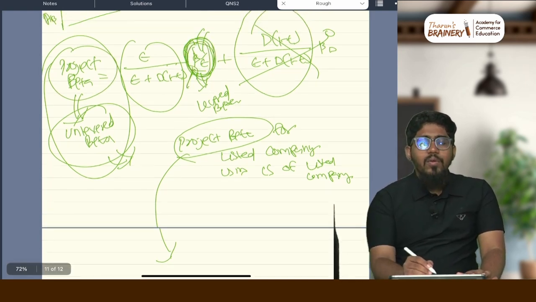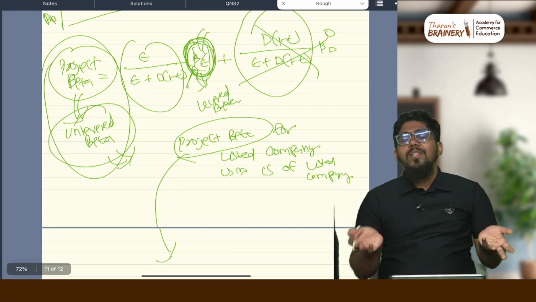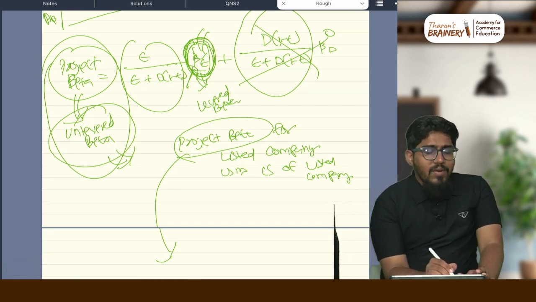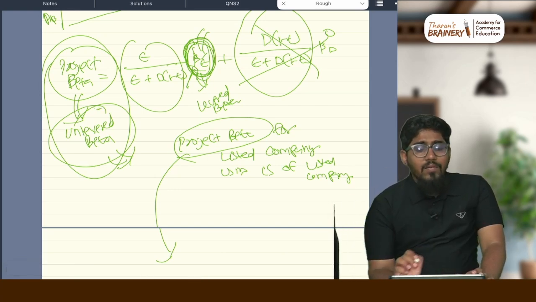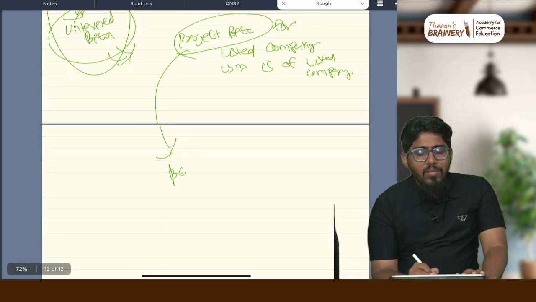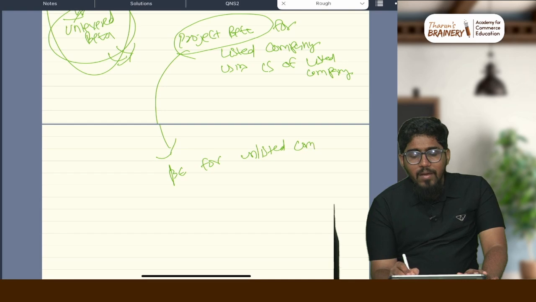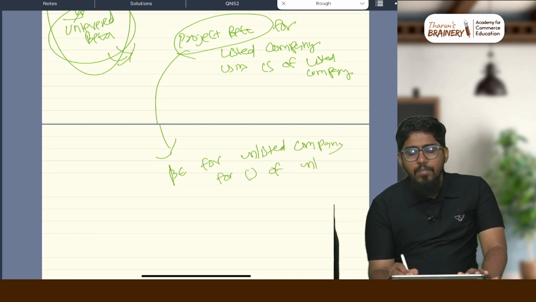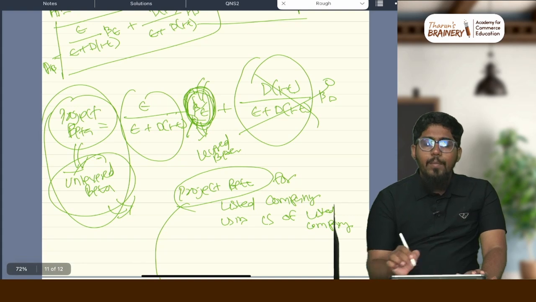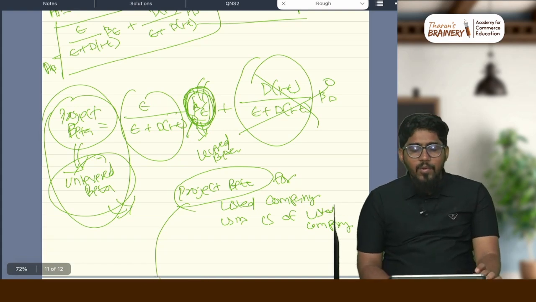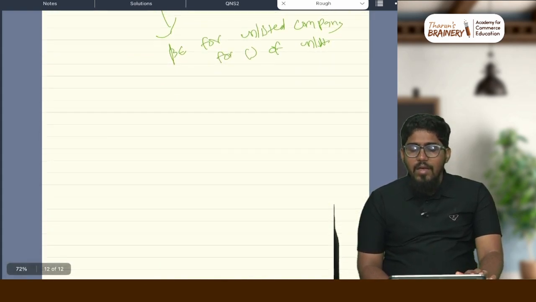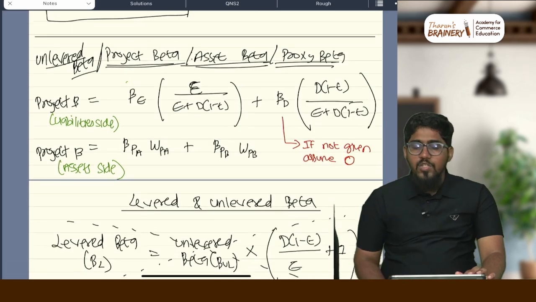Why? Because for beta of equity, you should know the price of equity. I don't know the price of equity. So equate this unlevered proxy beta and find out the beta of equity for the unlisted company for the capital structure of the unlisted company. So here I will put my capital structure and then I will be able to find out the beta. Are you all with me? So this is what the notes are for.